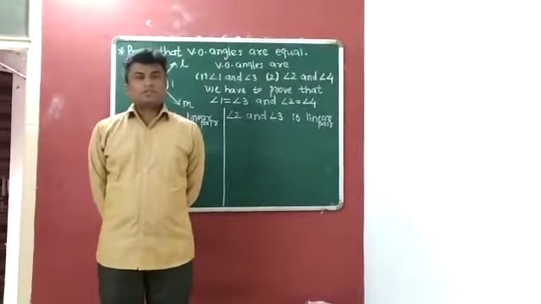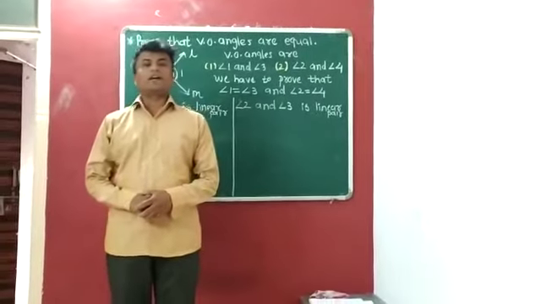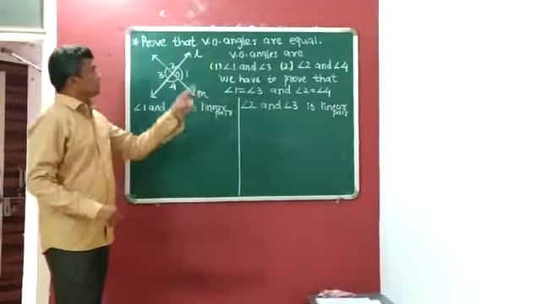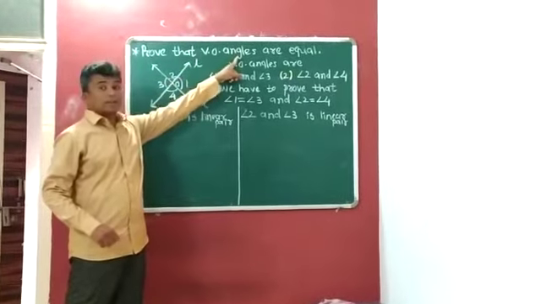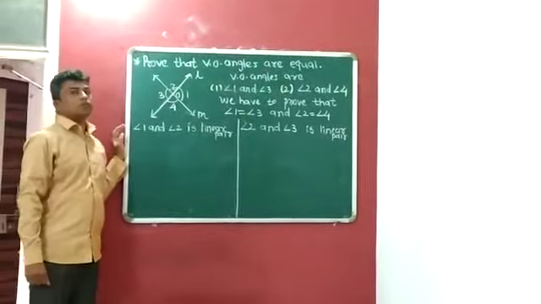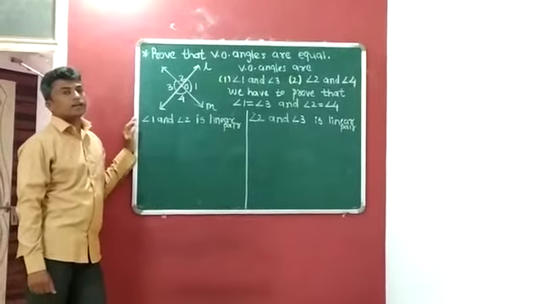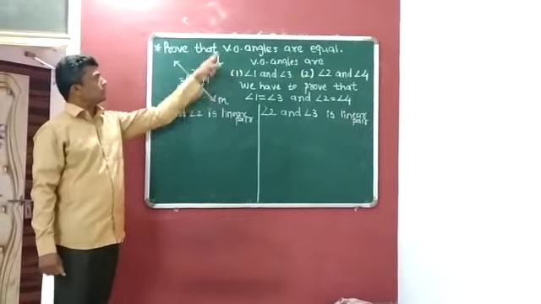Good morning, students. Today we will discuss how to prove that vertically opposite angles are equal. VO angles means vertically opposite angles. Here we have to prove that vertically opposite angles are equal. To prove this, we will consider this figure.